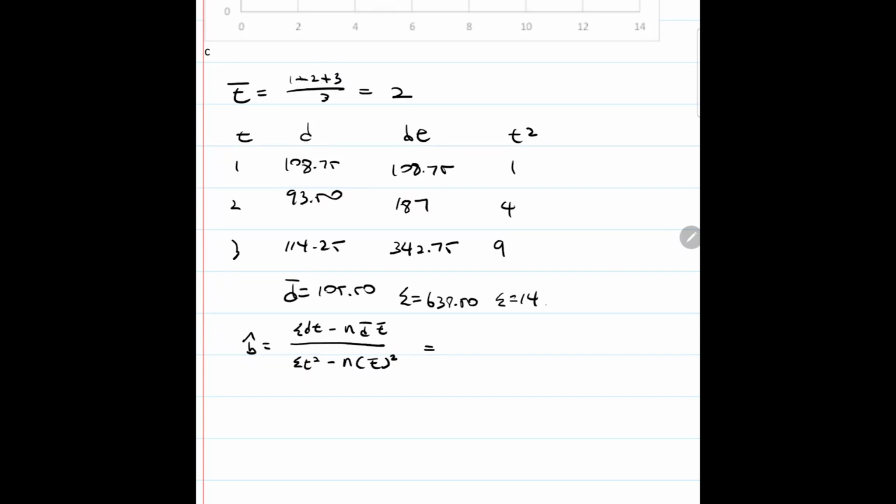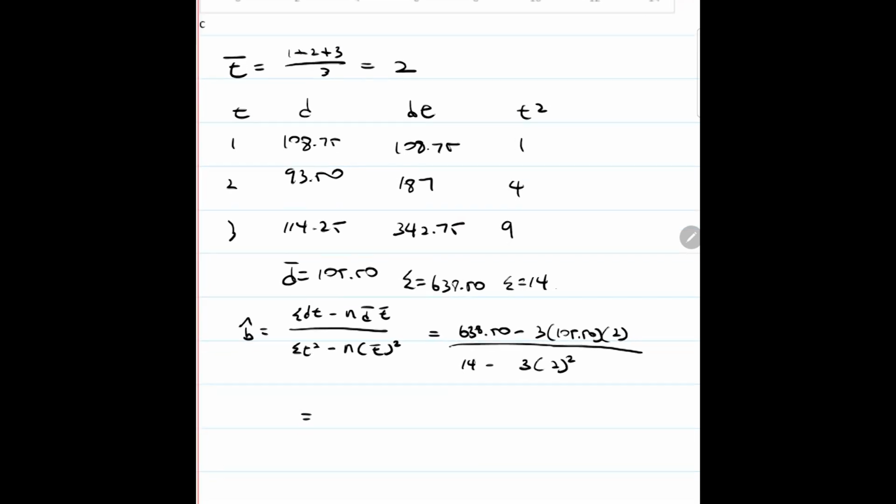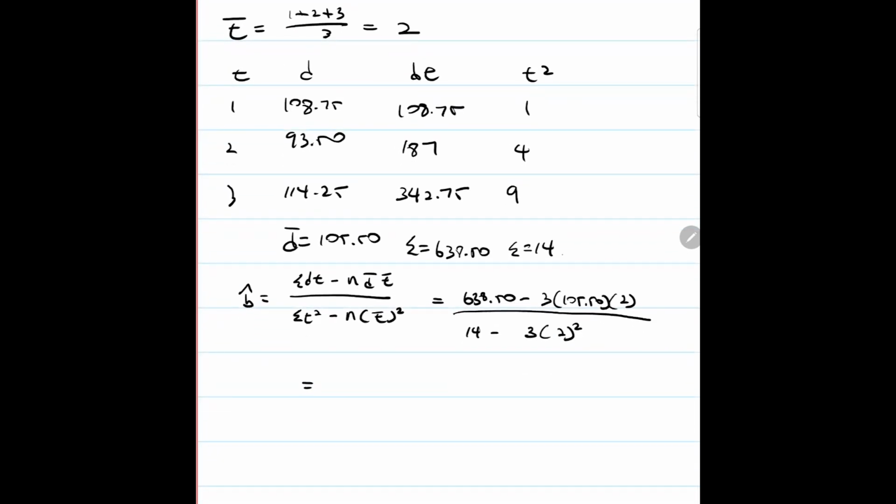Okay, let's input some data. So we have n, which is 3, n times d bar, which was 2, divided by 14 minus 3 times 2 square, and it comes out to be 2.75.